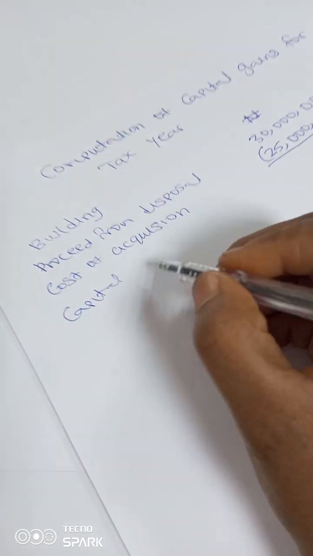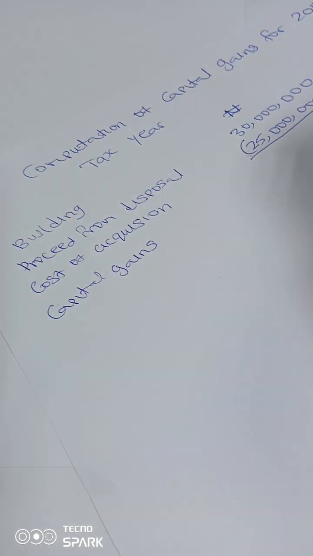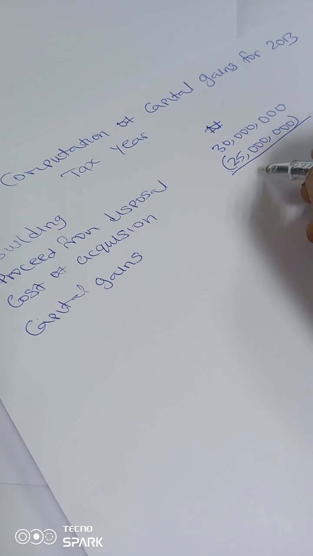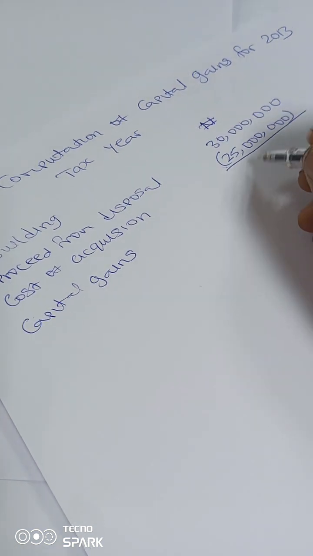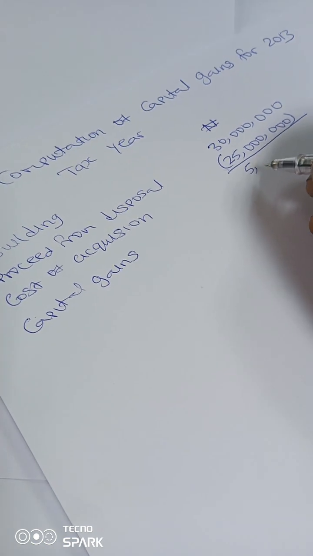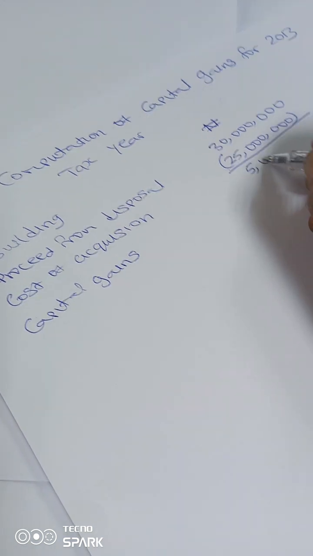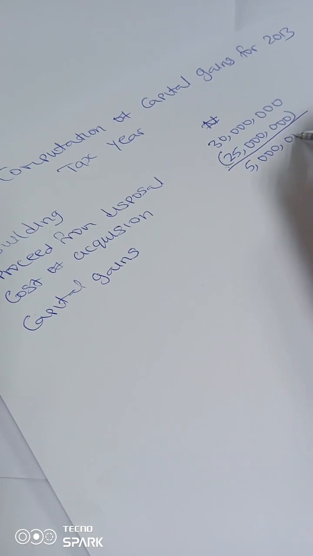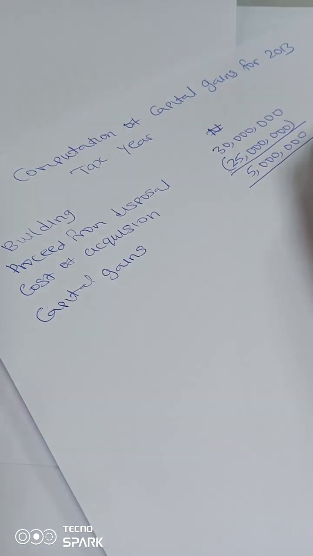Capital gains, anyone you call it, it doesn't matter. Capital gains, that is the gain that you made on the capital. So you can press your calculator, 30 million minus 25 million to give you 5 million naira. Okay, so you are closing it like this.